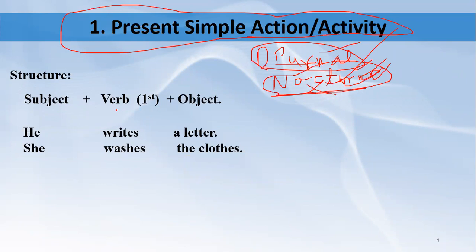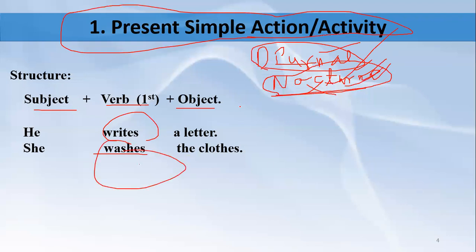What structure do we have to use for describing our diurnal and nocturnal activities? Fine. Subject plus first form of verb and object. These are the things you have already studied in your college life. Fine. For example, he writes a letter, she washes the clothes. It should be the other way around. She writes a letter and he washes the clothes.